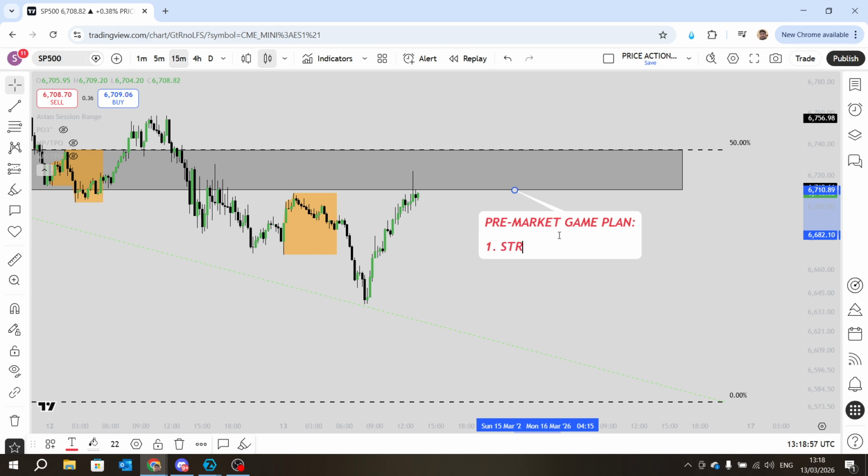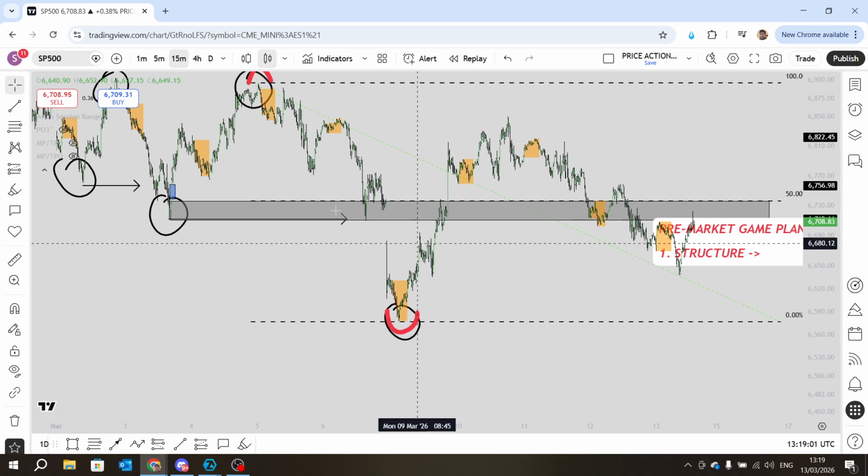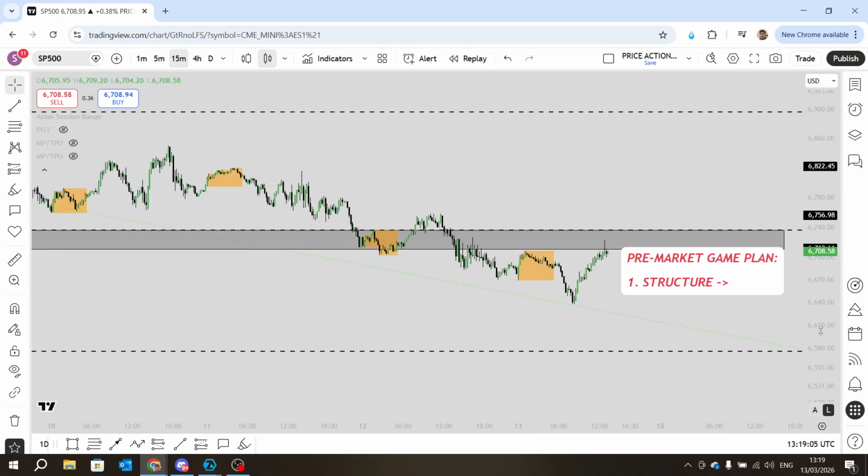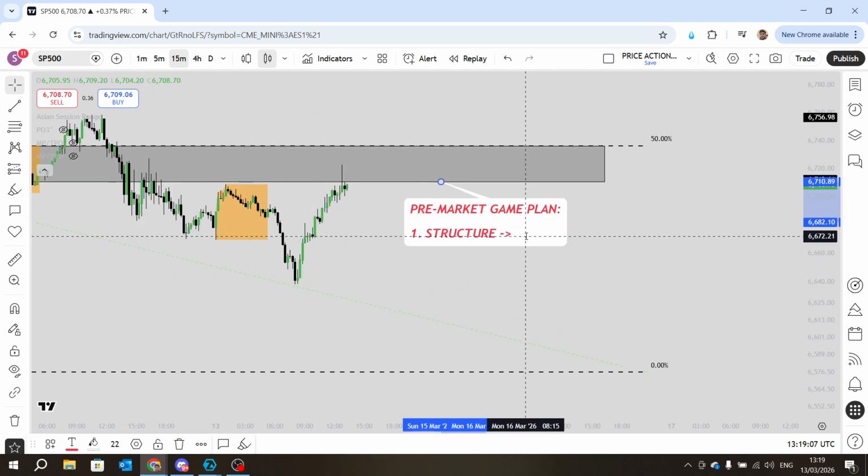So a couple of things. We've done our structure and we understand are we in bullish or bearish structure overall? So we're in bearish structure because we got lower lows, right? So we're in bearish structure. Can we see that? Hopefully we all understand that bit.